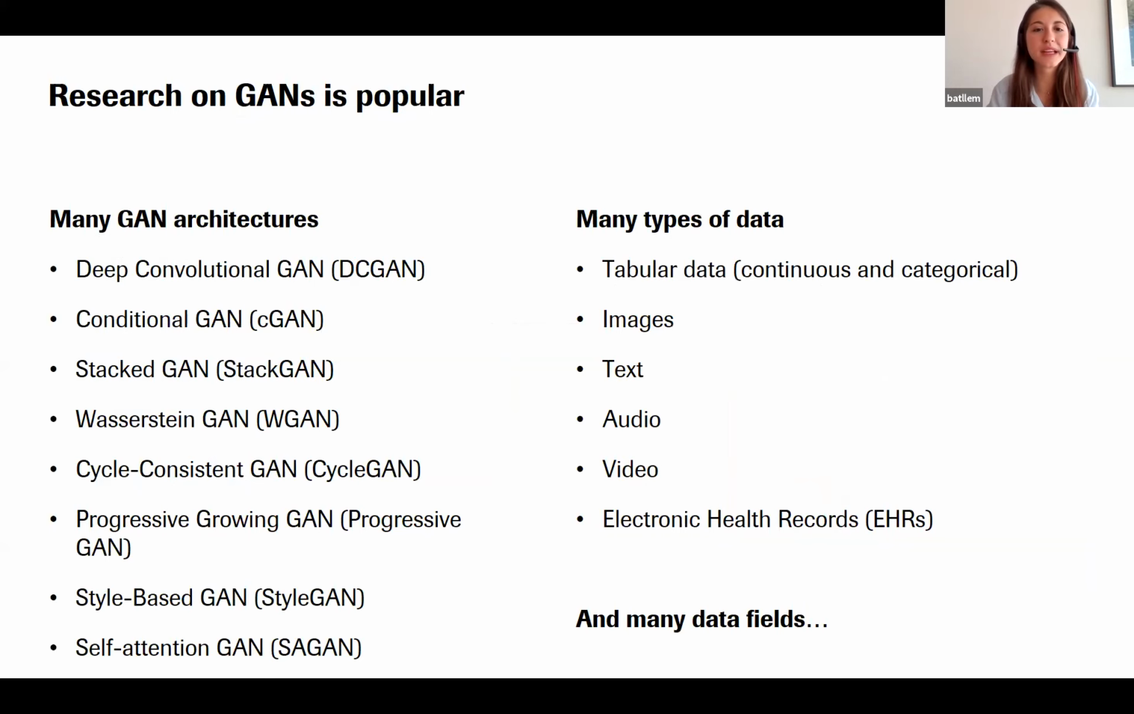Significant attention has been given to GANs from all different industries, including healthcare, finance, arts, manufacturing, etc. This led to the development of many GAN architectures that have driven a huge increase in the performance of GANs over time. GANs have also been adapted so they can now take many types of data, such as tabular data, text data, audio, video, and electronic health records.